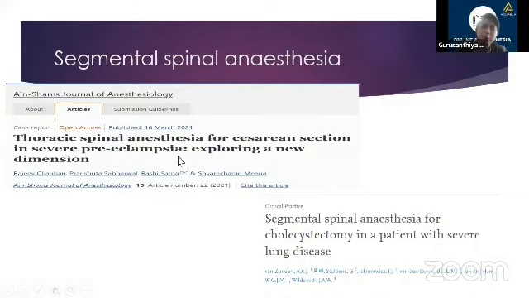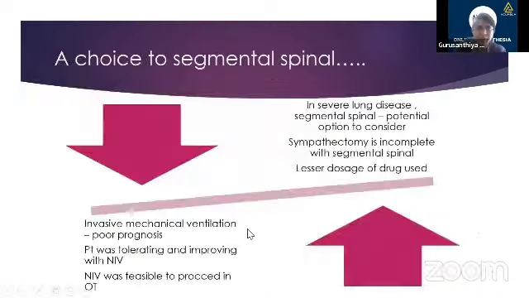And we also wanted to explore a new dimension because this patient had so many dimensions to think about. There are also very many case reports suggesting that in a case with severe lung disease, where you think that compensation would not occur if you go for invasive mechanical ventilation, then you can go for a segmental spinal anesthesia rather than subjecting the patient to general anesthesia. So this made us take the choice for segmental spinal anesthesia.